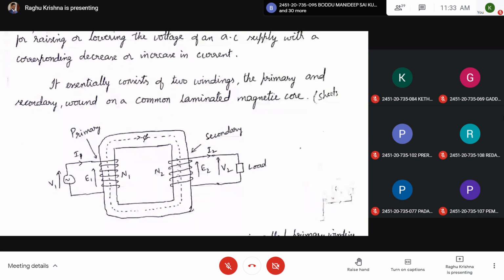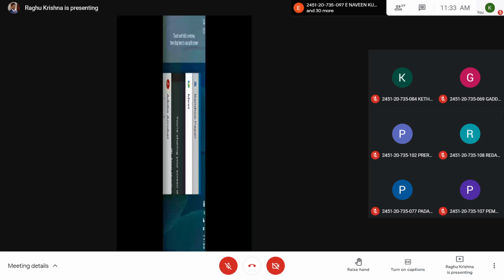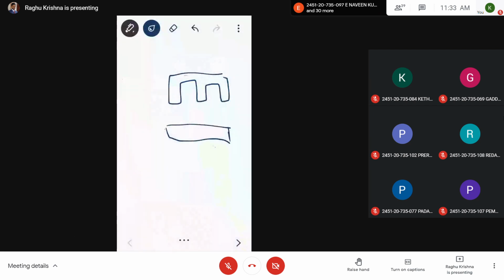Laminated means it is made up of sheets. So you may have seen this type of sheets. So this type of sheets will be there. If you see any small transformer, in an LED bulb also, you can see a small transformer. In a charger also, you can see a small transformer.